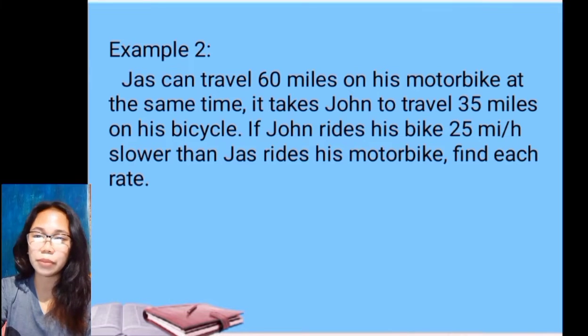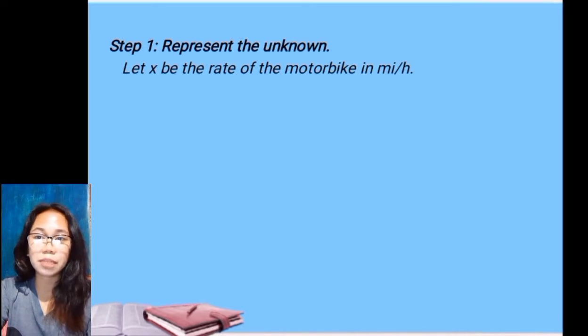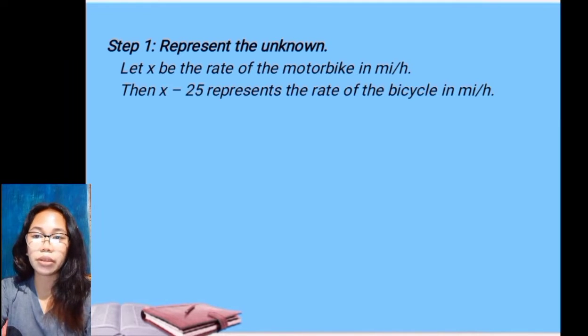And here's our example number 2. Josh can travel 60 miles on his motorbike in the same time that it takes John to travel 35 miles on his bicycle. If John rides his bike 25 miles per hour slower than Josh rides his motorbike, find each rate. We are going to present it in steps, and this is step number 1. Represent the unknown. Let x be the rate of the motorbike in miles per hour.